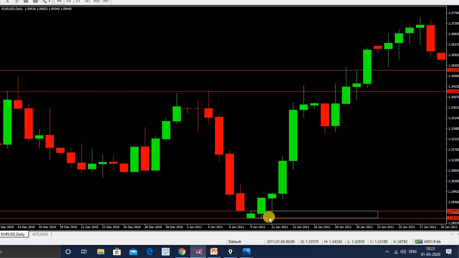See, another zone can be this, a rally, base, drop, so this is another zone here. Rally, base, rally, so it's a CP pattern, so this can be another zone here. So it might happen that price will just come and hit this zone and then make a move upward.